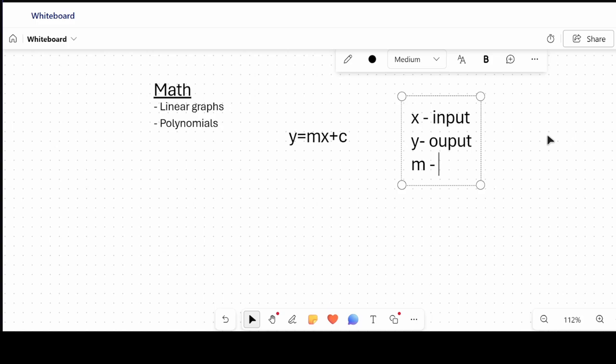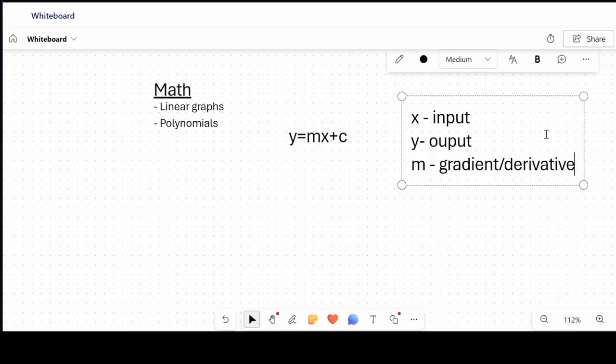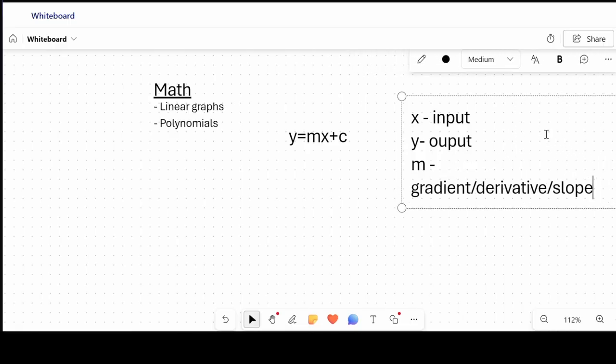It has many names. It's commonly known as gradient, derivative, slope, and rate of change. And c is how far it's essentially shifted upon the y-axis.